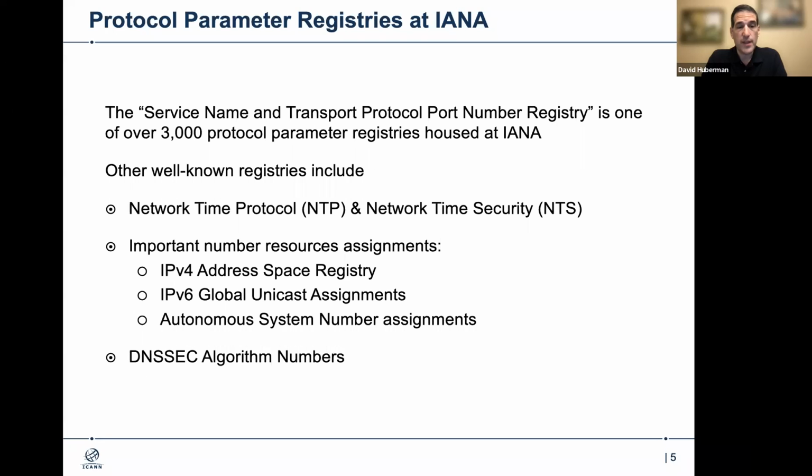Some of the well-known ones that are very important to the function of the internet include NTP, and NTP's successor, Network Time Security, which encrypts the exchange of time information over the wire to combat certain types of attacks. IPv4 addresses, IPv6 addresses, autonomous system number assignments, even DNSSEC. When you sign DNS data with DNSSEC signatures, you use a signing algorithm, and the protocol actually needs you to publish which algorithm you're using, which is assigned a number, and the numbers that correspond to each signing algorithm are a protocol parameter registry.